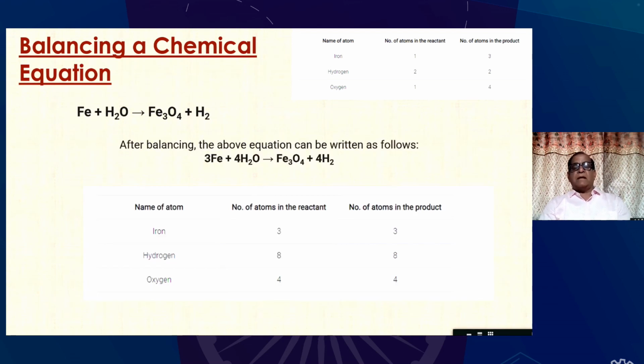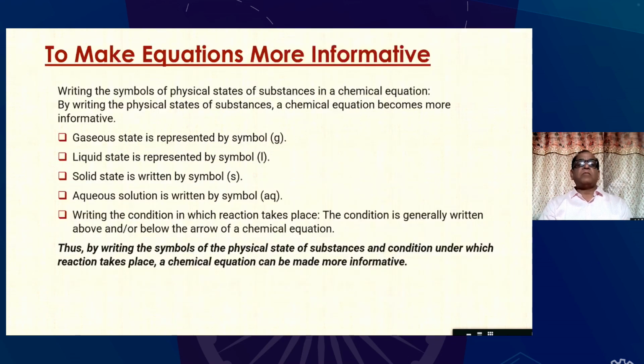After balancing, we see that the number of iron atoms on the left hand side and right hand side are 3, that is, on both these sides the number of iron atoms are equal, and the number of hydrogen atoms on the left hand side and right hand side are equal. As such, the number of oxygen atoms on the left hand side and right hand side are also equal. So this is a balanced equation.